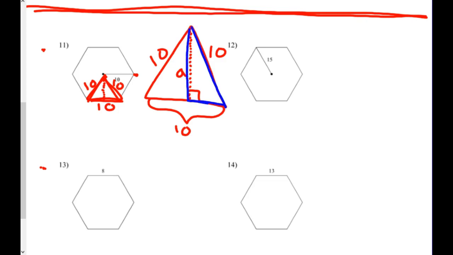Now, do I know this little length right here? Half of 10, right? So half of 10 is 5. And then I have A, and then I have 10. Okay? Now, last unit, we learned if I have two sides of a right triangle, how do I find the third side? What equation do I use?